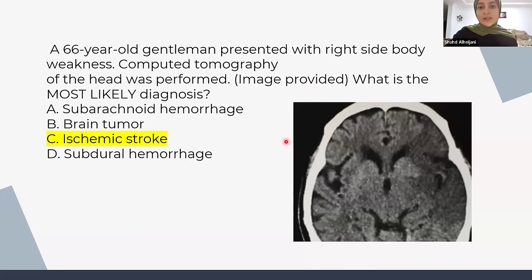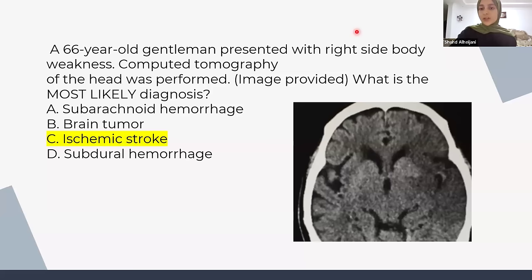Again, this is a stroke because at the presentation of the patient, you have right side of body weakness and slurred speech. All those will be indicators that the patient is having a stroke. And then, if you have darkness, yes, loss of differentiation between the white matter and the gray matter. You can see the sulci and the gyri and everything. So this is an ischemic stroke.